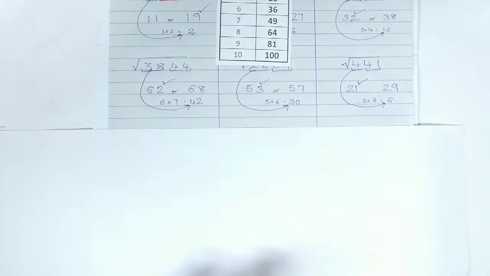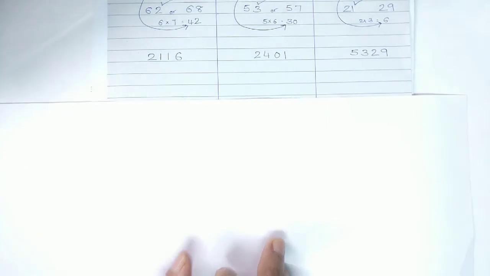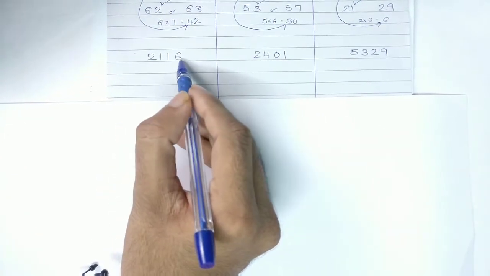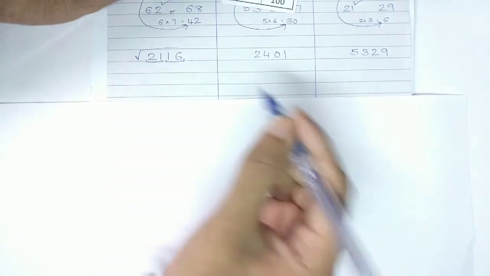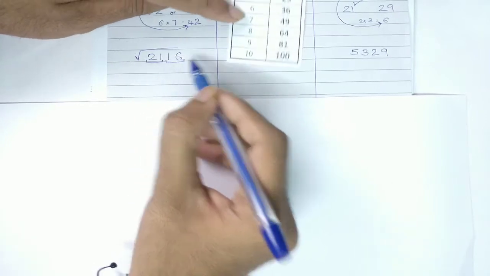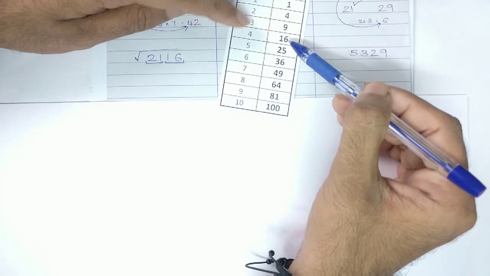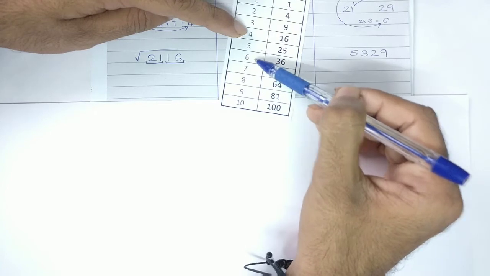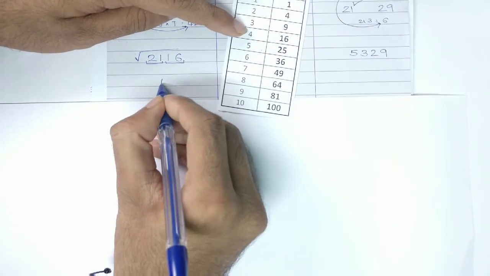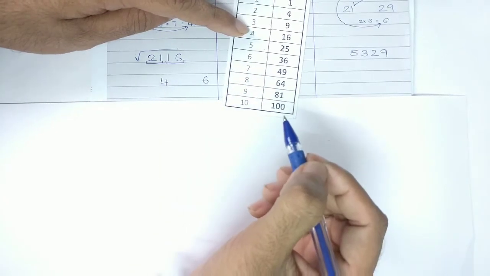Let us solve some more problems and let's check these numbers. 2116. Let us put the root sign first, make them into a pair. And the number ends with 6, right? So if the number is ending with 6, the possibility is that it will be with 4 or it will be with 6. So I'll write those two possibilities. Either it can end with 4 or it can end with 6.